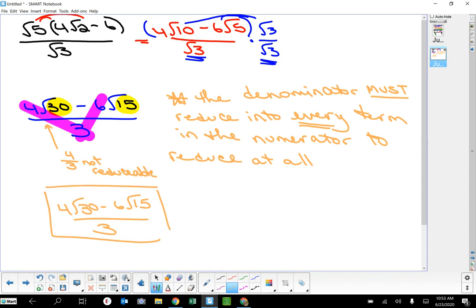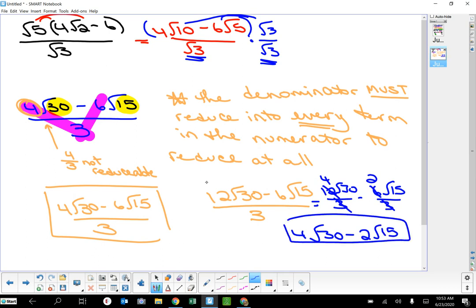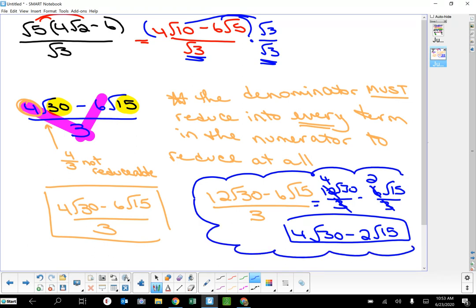Okay. Let me show you where this would be reducible. If this 4 right here was a 12 instead, and we had 12 rad 30 minus 6 rad 15 all over 3, then essentially what's happening is you're breaking these up into individual fractions. 12 rad 30 over 3 minus 6 rad 15 over 3. So the 3 would go into each, and the answer would be 4 rad 30 minus 2 rad 15, and your whole denominator would cancel out. Okay, so this is how that would work if it worked. And sometimes it will, but in this case it did not.